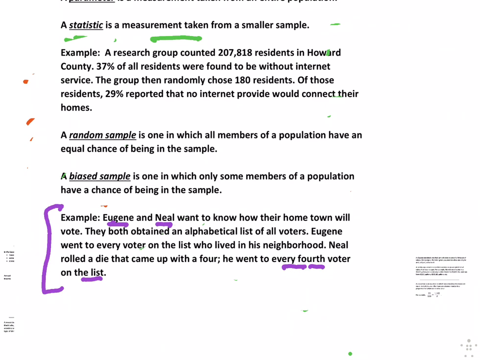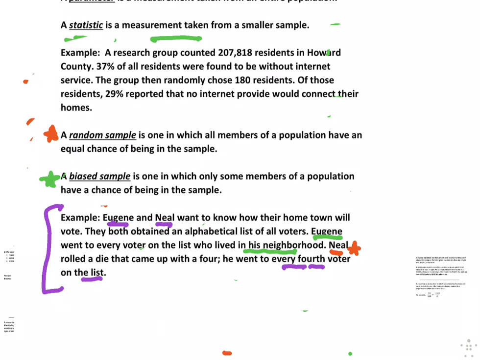If every voter has an equal chance of being in the survey, then that's a random sample. So what Neil did is what we call a random sample. So if I color code random sample right here, then Neil gives us an example of what we call a random sample. Eugene, in contrast, is conducting what we call a biased sample because he's only choosing people who live close to him, and therefore he's excluding people who live farther away from him.